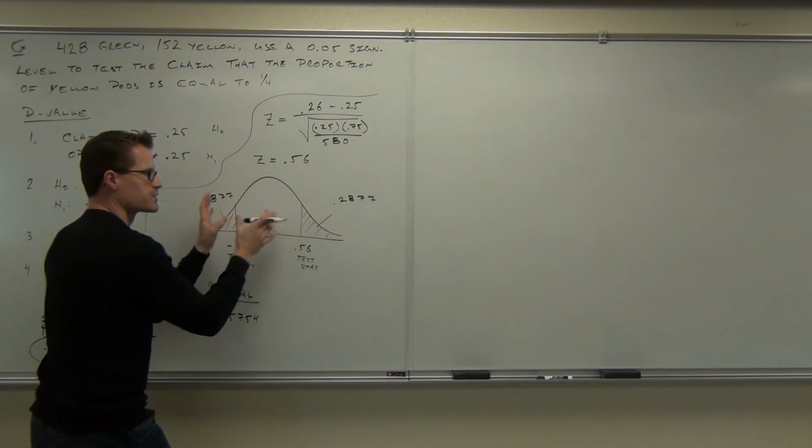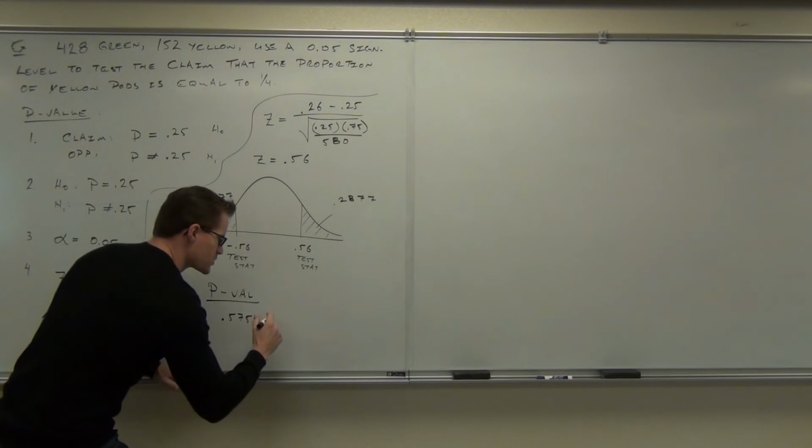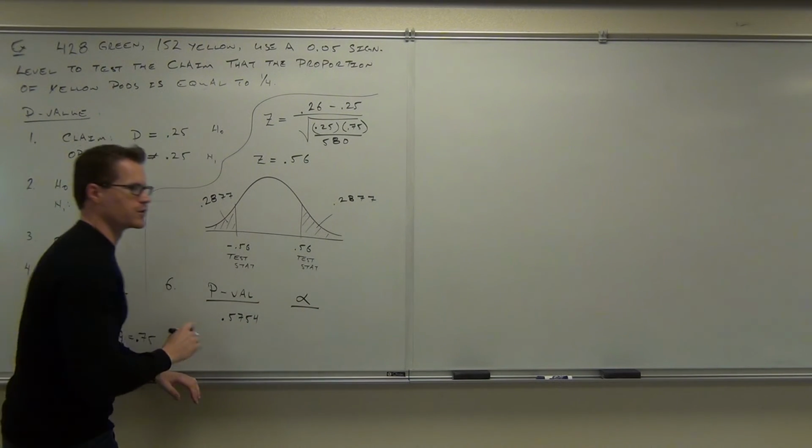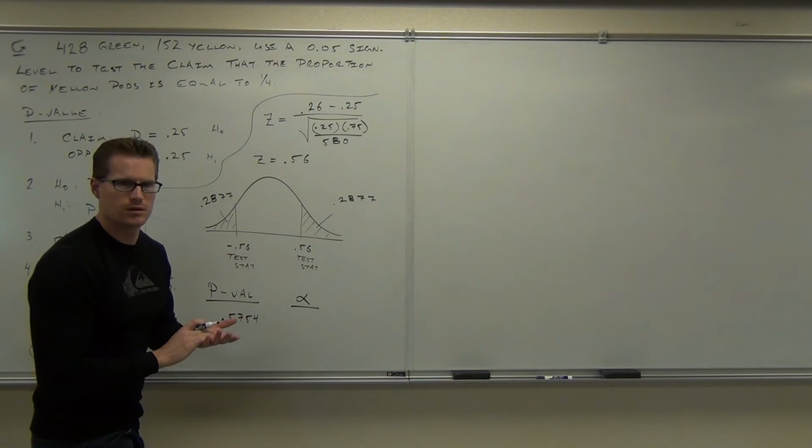0.5754, because we're going to add those. Those are big tails, aren't they? And we're going to see what the interpretation is in just a bit. And we compare that to our alpha. So whatever our alpha is, what's our alpha? 0.05.